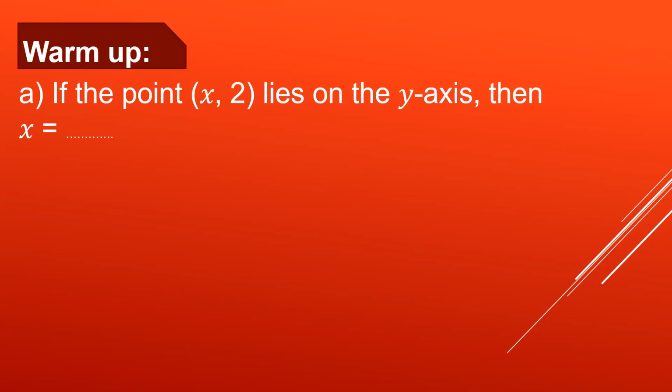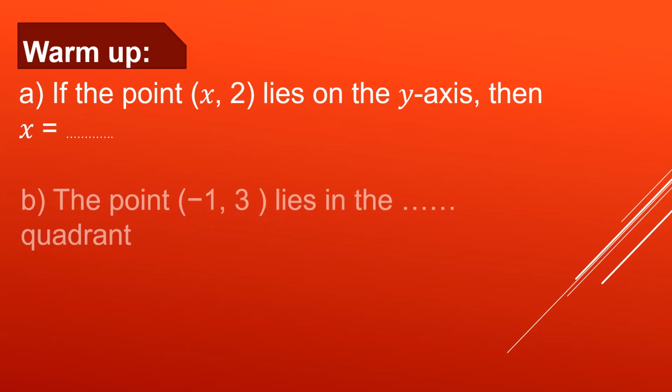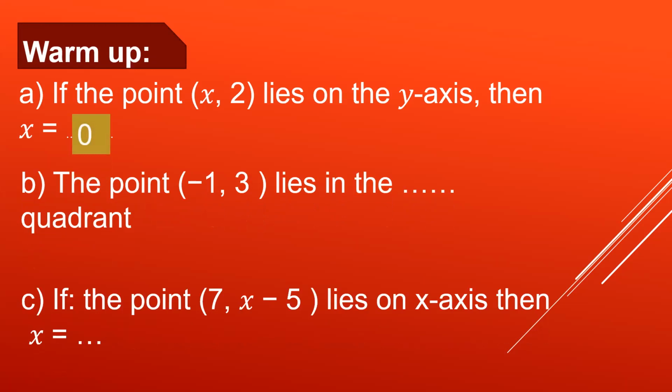Example: A, if the point (x, 2) lies on the y-axis, we said before that if a point lies on the y-axis, that means the first projection must be 0. So here, the first projection is x, and x must be 0. B, the point (-1, 3) lies in which quadrant? As we said before, if the first coordinate is negative and the second coordinate is positive, the point lies in the second quadrant.